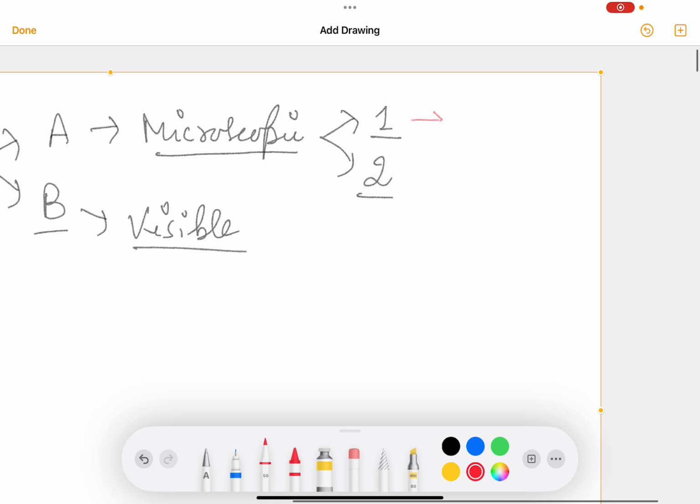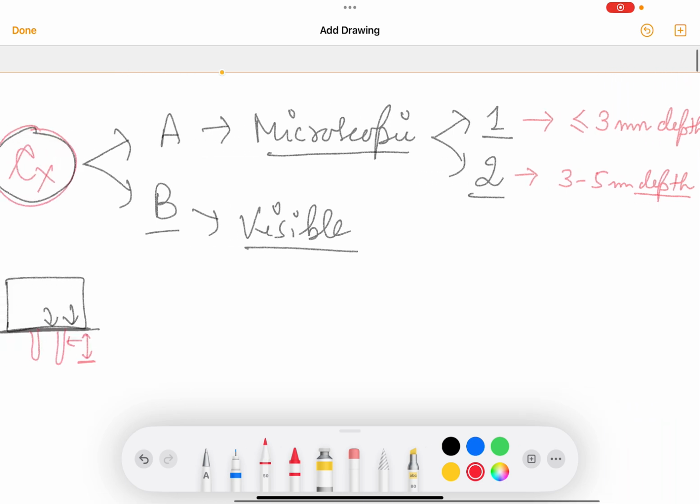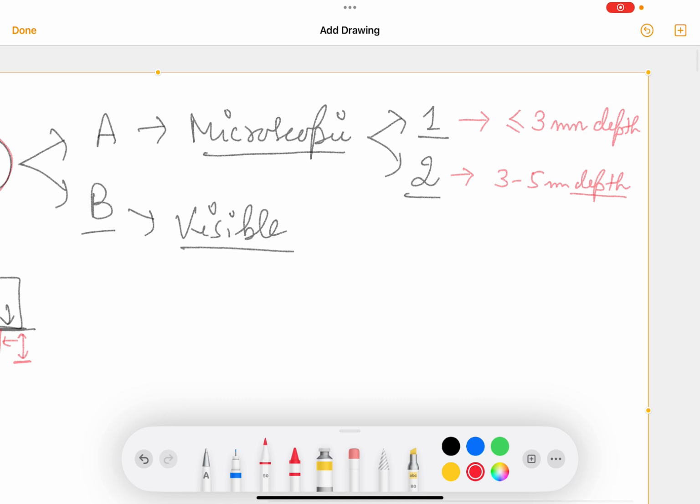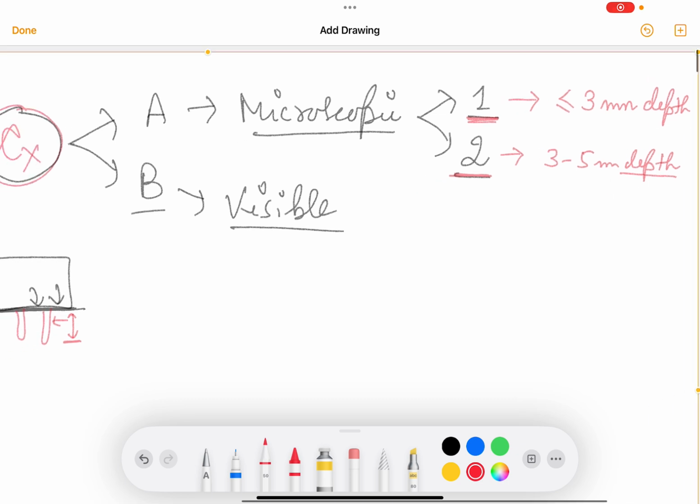So 1A1 is less than or equal to 3 mm depth of involvement, then it is stage 1A1. Stage 1A2 is 3 to 5 millimeter depth of the tissue involved by the cancer. So stage 1A is microscopic. It all depends on how much depth is involved. If it is less than 3 mm depth, then 1A1; 3 to 5 mm depth is 1A2.